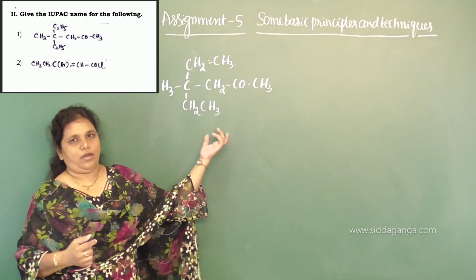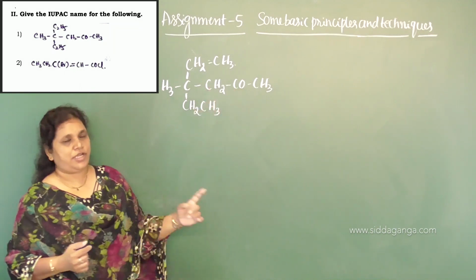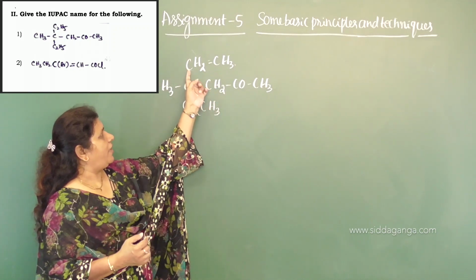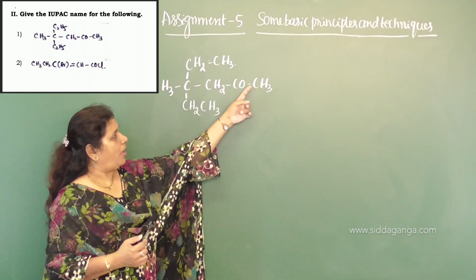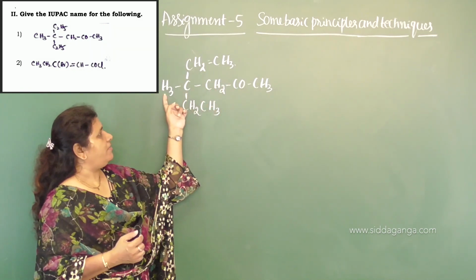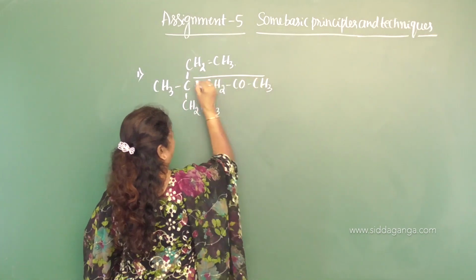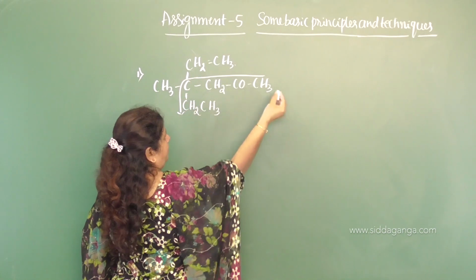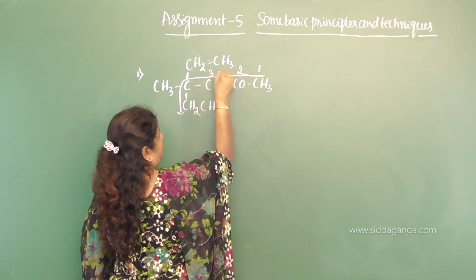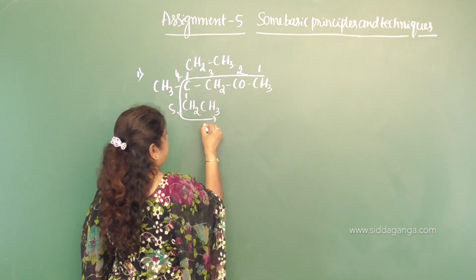select the chain, the longest continuous carbon chain. Now you can select, this is the functional group, 1, 2, 3, 4, 5, 6 or 1, 2, 3, 4, 5, 6. If you select this chain, you will get only 5 carbon atoms. Therefore, select this chain as the selected parent carbon chain. Give the number from this end: 1, 2, 3, 4, 5 and 6.